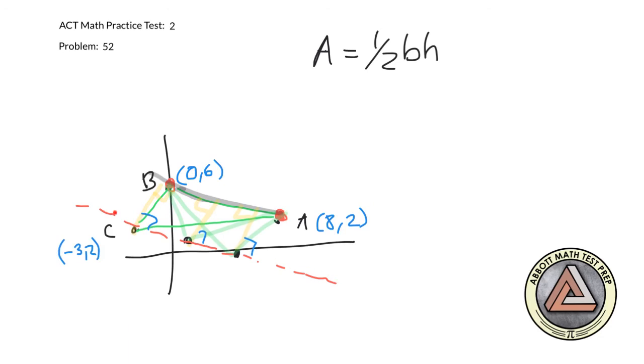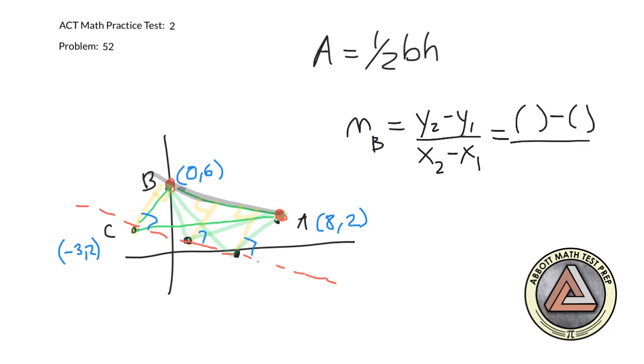So this red line is parallel to this black line, which means the slope of the red line must be the same as the slope of the black line. And let's go ahead and find the slope of the black line. So the slope m sub b for the black line would be, of course, y2 minus y1 all over x2 minus x1. I like parentheses, so we're going to use parentheses here.